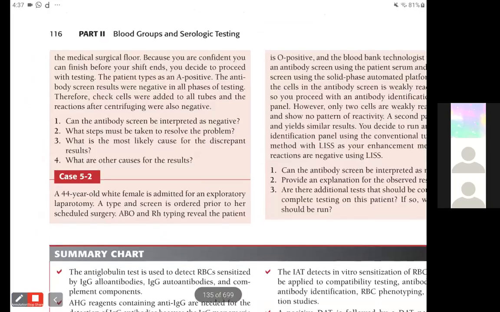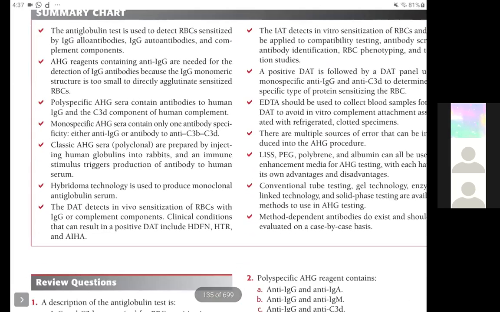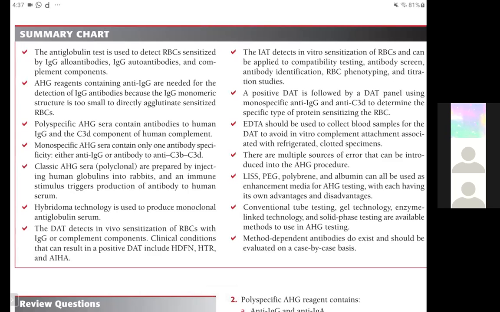So with this, we have some sort of summary of this chapter. The antiglobulin test, we know, is used to detect RBC coating. The RBC is sensitized by IgG antibodies or autoantibodies and complement components, and the AHG reagent containing anti-IgG is needed for the detection of IgG antibodies, because the IgG monomeric structure is too small to directly agglutinate the sensitized RBCs.